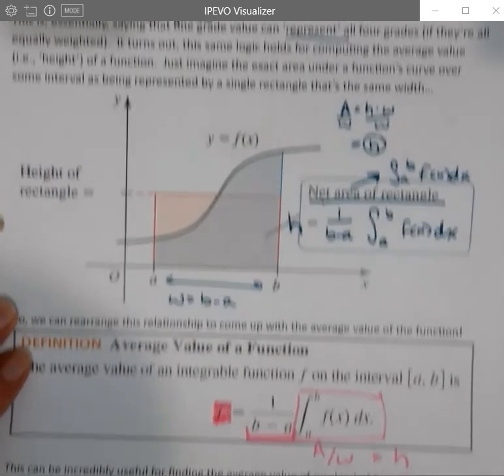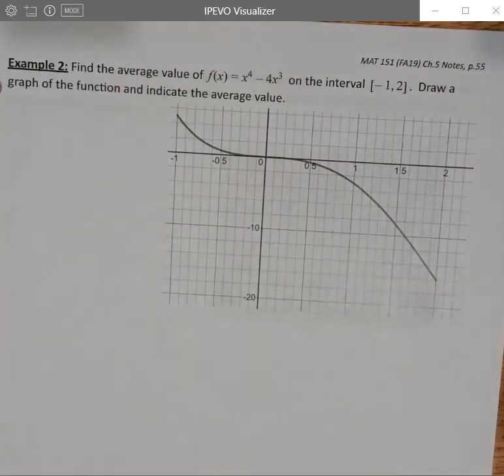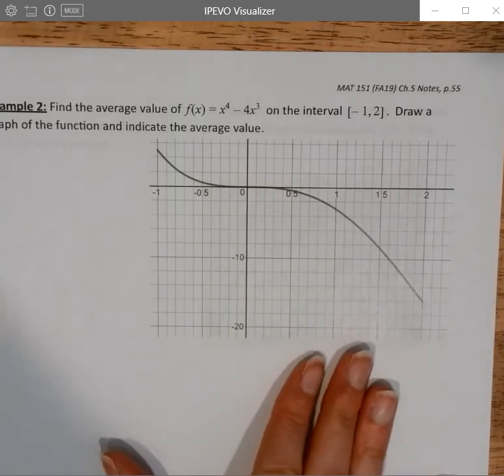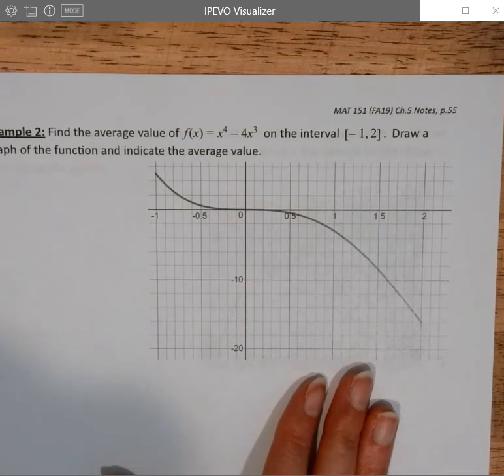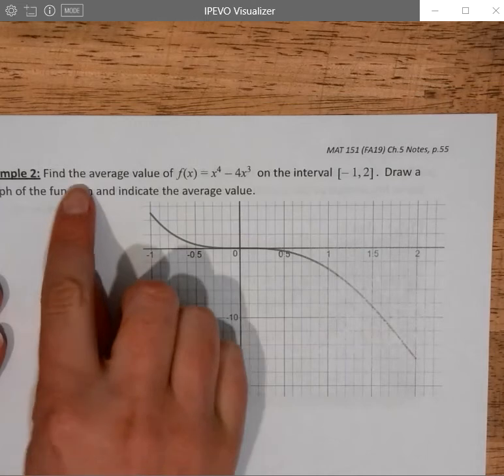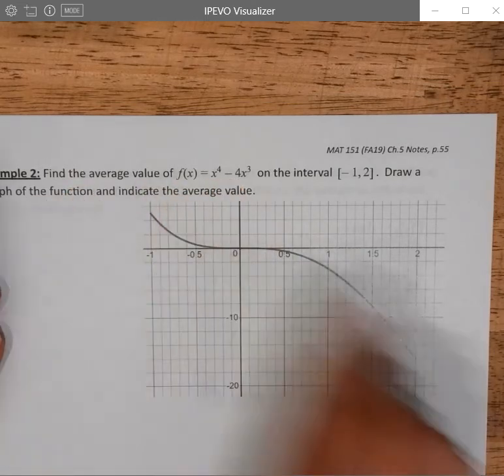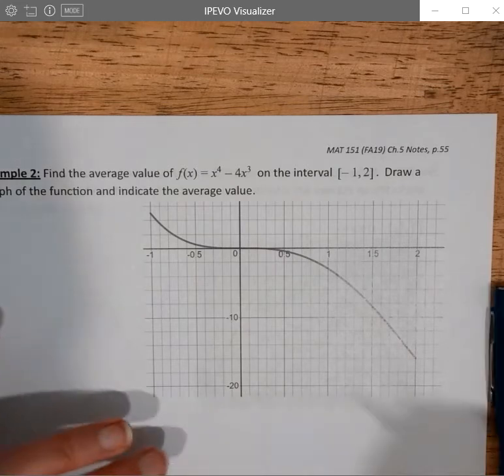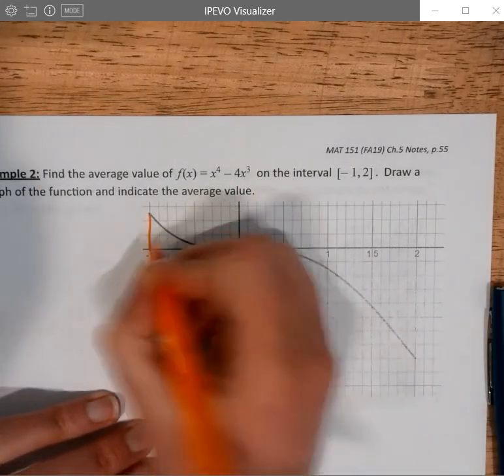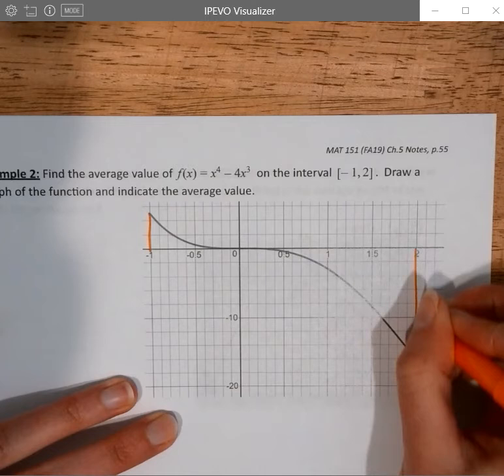Now, the average value formula can be useful in any kind of situation where we're not just looking at height, but if I know what the function means, it can be finding average velocity or finding average cost if it's a cost function. So let's take a look at an example of finding an average value. Find the average value of this function on the interval -1 to 2, draw a graph and indicate the average value. Okay, so first of all, I'm looking at from -1 to 2.